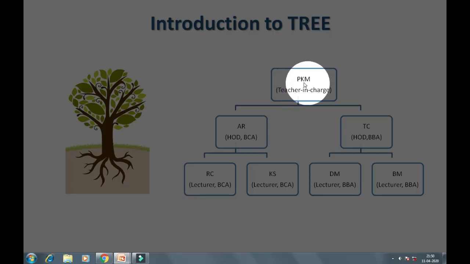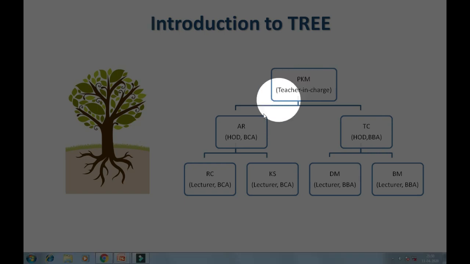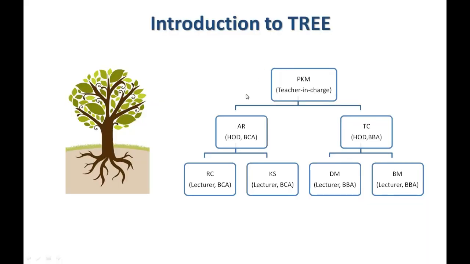PKM is TIC and PKM can instruct two persons directly, AR and TC. Then AR, whose designation is HOD BCA, can instruct two persons directly, RC and KS, as they are under AR. TC also can instruct two persons directly, DM and BM, as they are under TC. This particular logical structure that you have been seeing here is a tree.